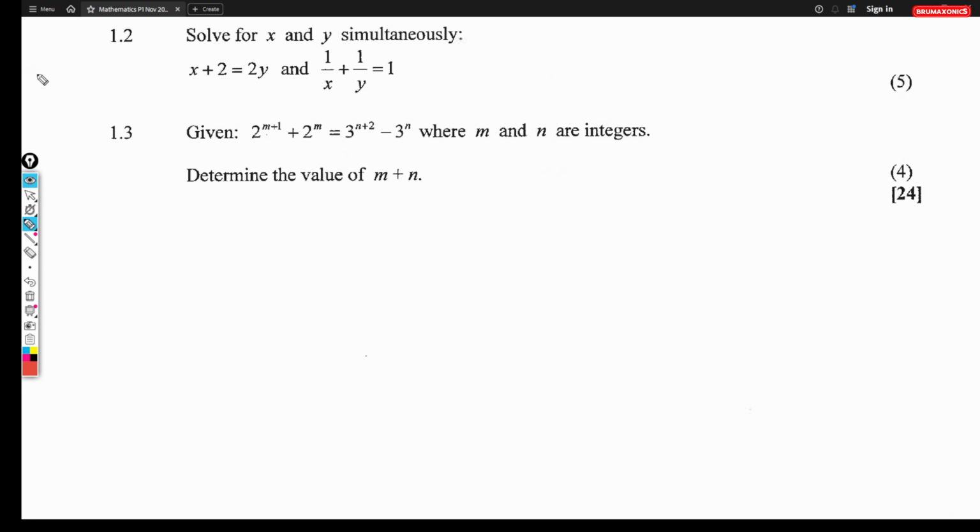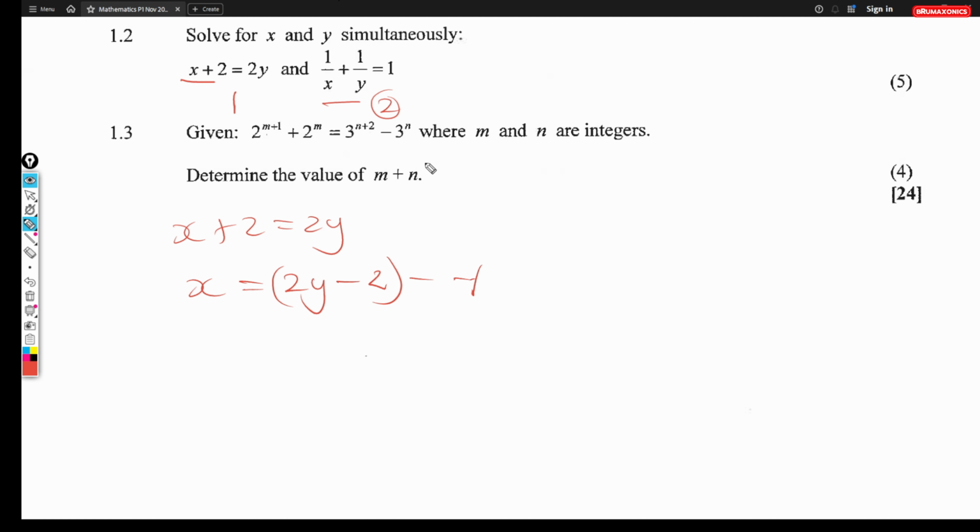Now we are moving to 1.2, and that will be this equation and this equation. We have to solve them simultaneously. This is the simplest one. Let's say this is equation 1, this is equation 2. Then I'll take x plus 2 equals 2y, and I won't make another fraction here. I'll just make our x equal to 2y minus 2. And this is our equation 1.